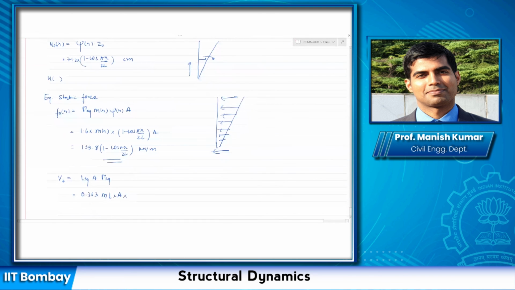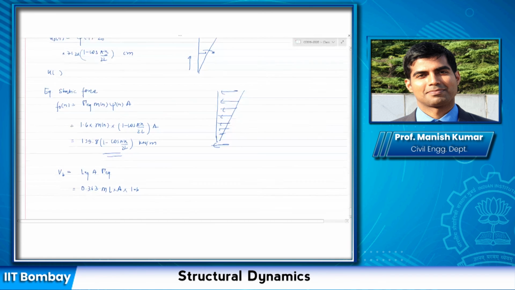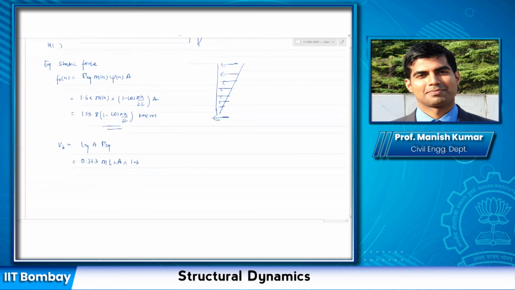So you can multiply this and find out the value of base shear. I'll give you the final answer so that you can check on your own if you want to do it later. It is around 14,516 kilonewton.